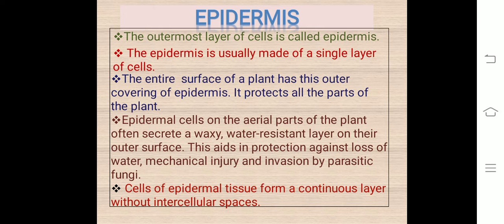Epidermal cells on the aerial parts of the plant often secrete a waxy, water-resistant layer on their outer surface. This aids in protection against loss of water, mechanical injury, and invasion by parasitic fungi. Since epidermal cells have to provide protection to the plants, these cells form a continuous layer without intercellular spaces.